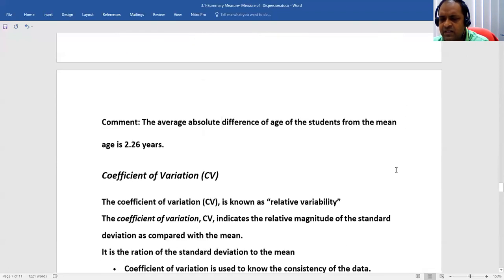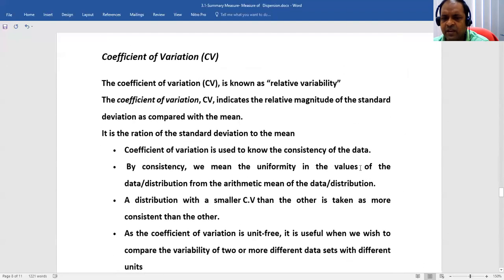So let us see, there is another type of measure of variability, that is called the coefficient of variation. This is also one kind of measure of variability, but this is the relative variability. This is the relative magnitude of standard deviation in terms of the mean. So when you divide the standard deviation by the mean, that will become the coefficient of variation. This is one of the important measures of variability.